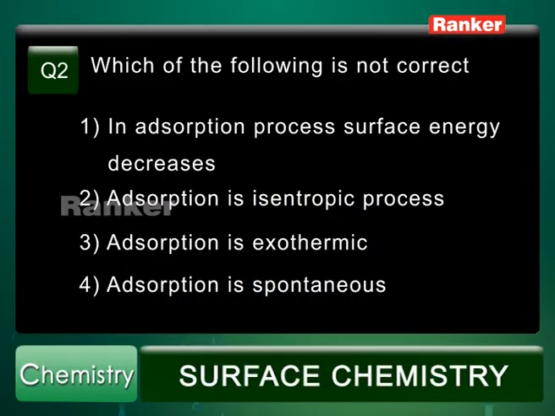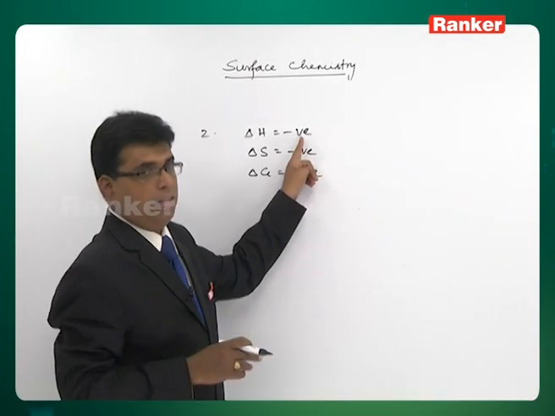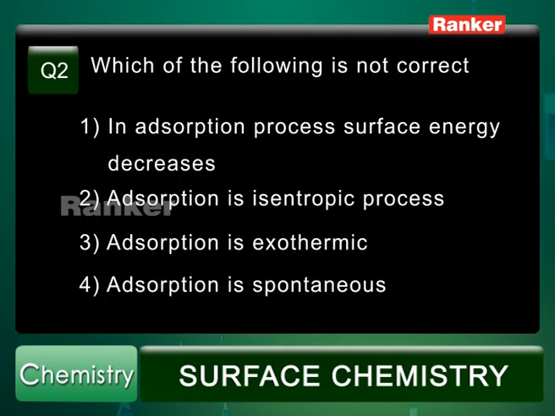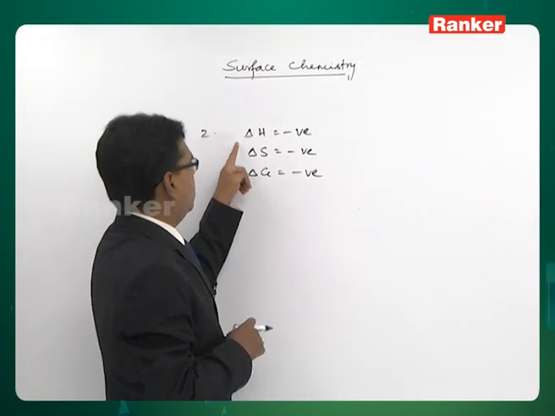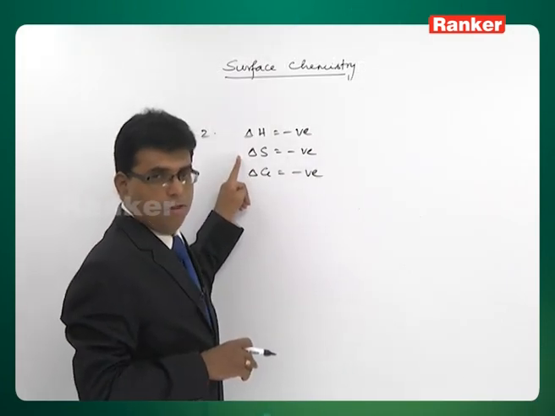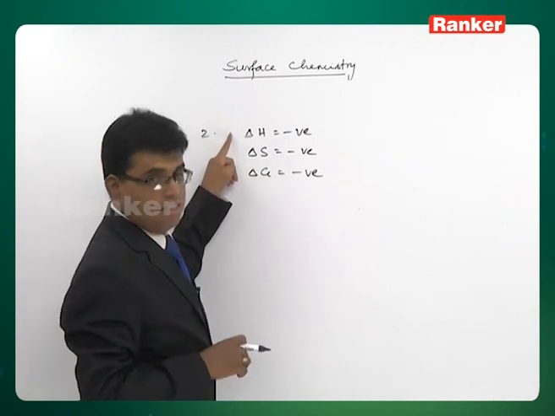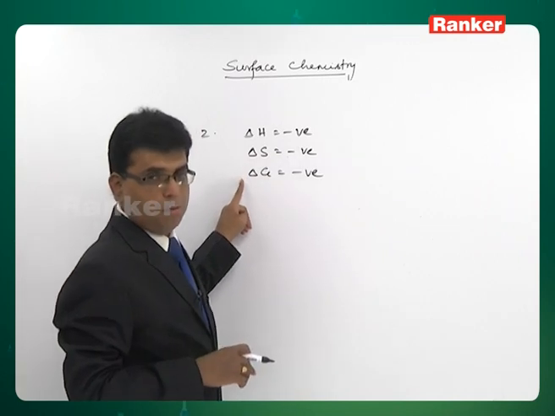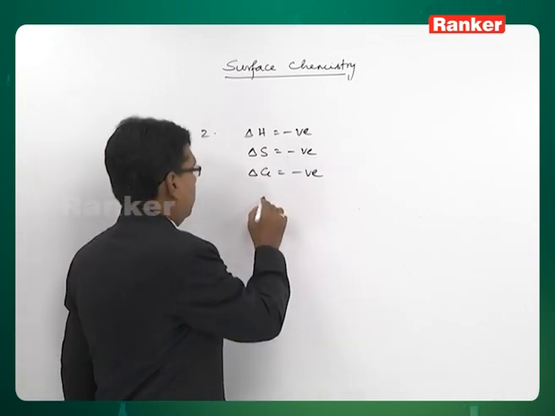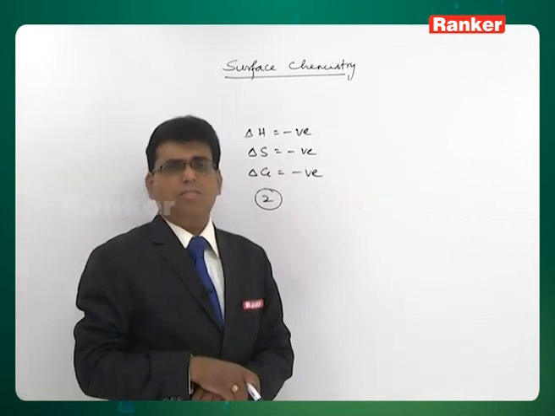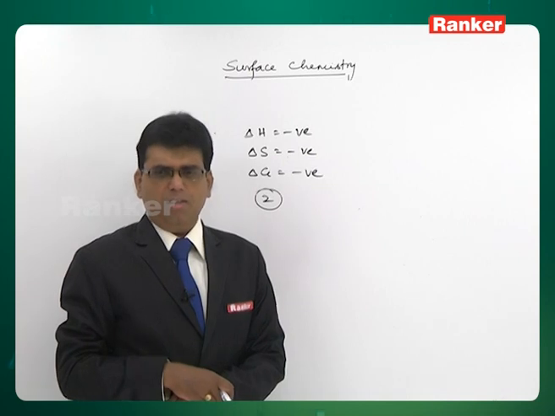Adsorption is exothermic, that is the reason we say that surface energy decreases. Adsorption is spontaneous, delta G is negative. So, here delta H negative, first option is correct, delta S is negative, second option is wrong, again delta H is negative, third option is correct, and delta G is negative, so fourth option is correct. So, the incorrect statement is second option, that adsorption is isentropic is wrong.